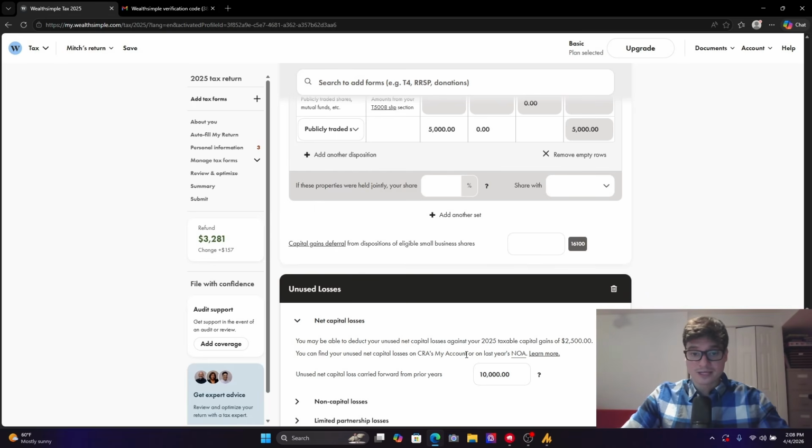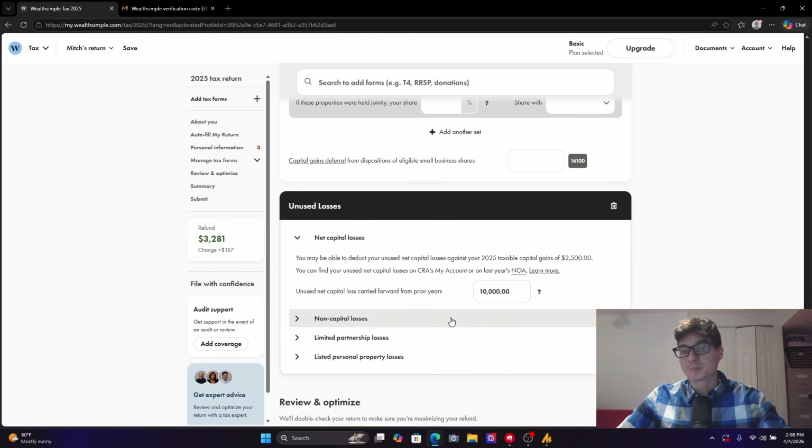Remember, if you have a net capital loss this year because your stocks didn't do so well in 2025, then you'll be able to apply it in the following years where you actually have done well, where you get a gain in the future, and your net capital losses will not expire. So you can always go back in the future when you make a capital gain, you can carry it forward.